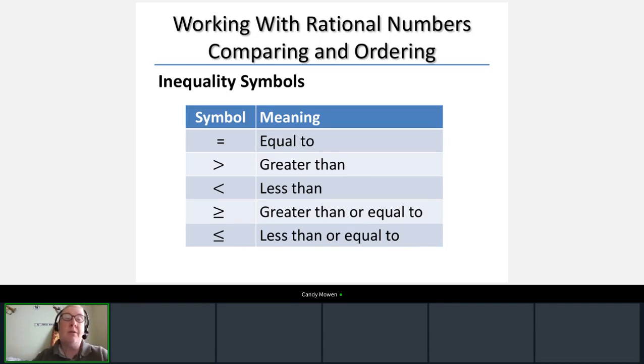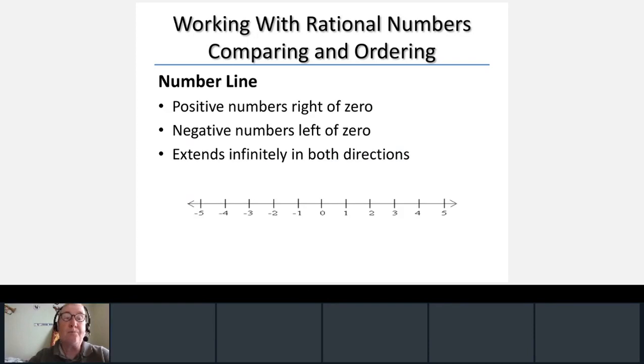Inequality symbols, okay? Equals, of course, is equal to. We have our greater than, it looks like a beak. The bigger portion is to the left. When it's to the right, it's less than. If we add a line under it, it's greater than or equal to. Line under less than is less than or equal to.